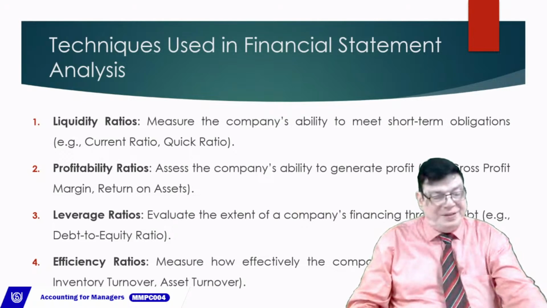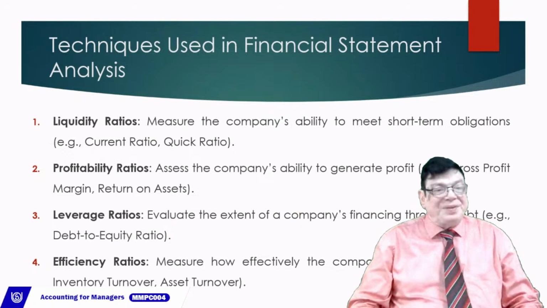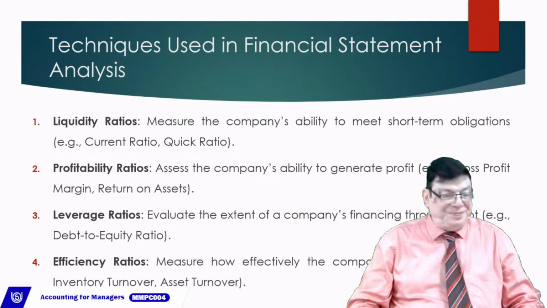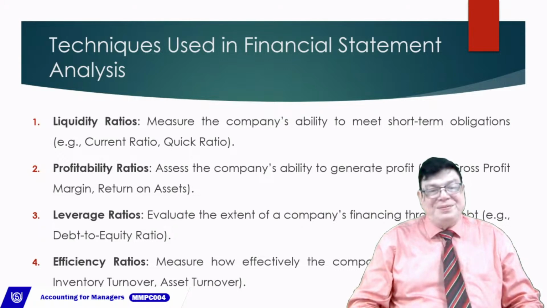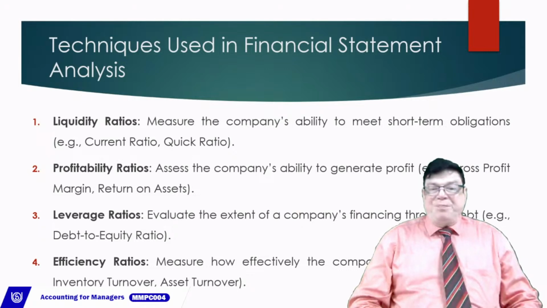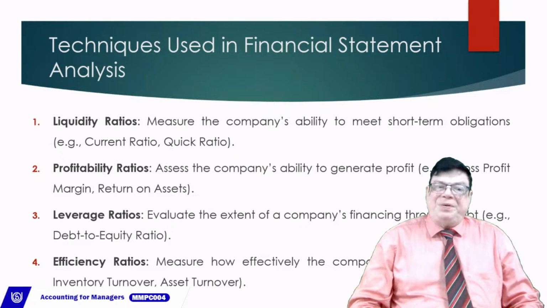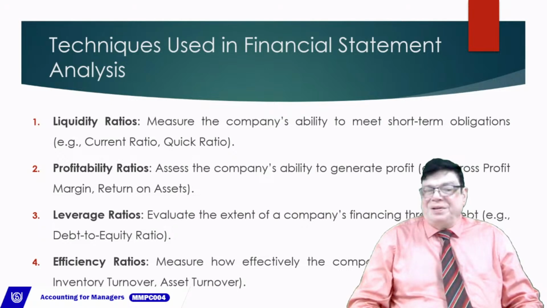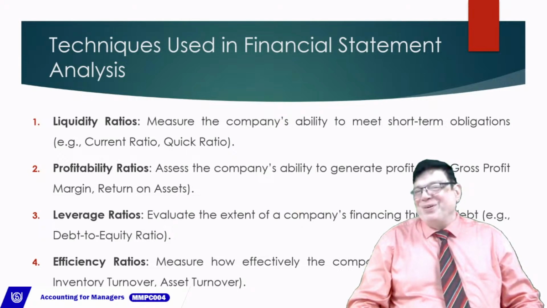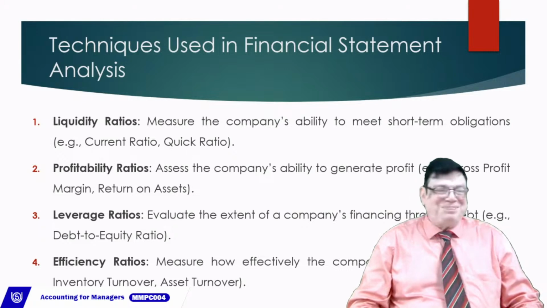Next is leverage ratios. They evaluate the extent of a company's financing through debt. That is debt to equity ratio. Debt to equity is debt divided by equity. And it is preferred in the banks. They say that 3:1 is okay. If it is beyond that, we will not finance.